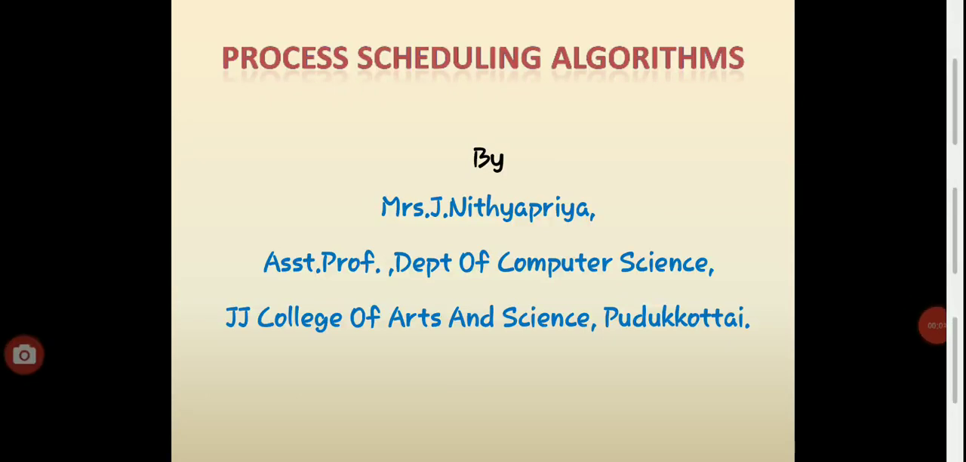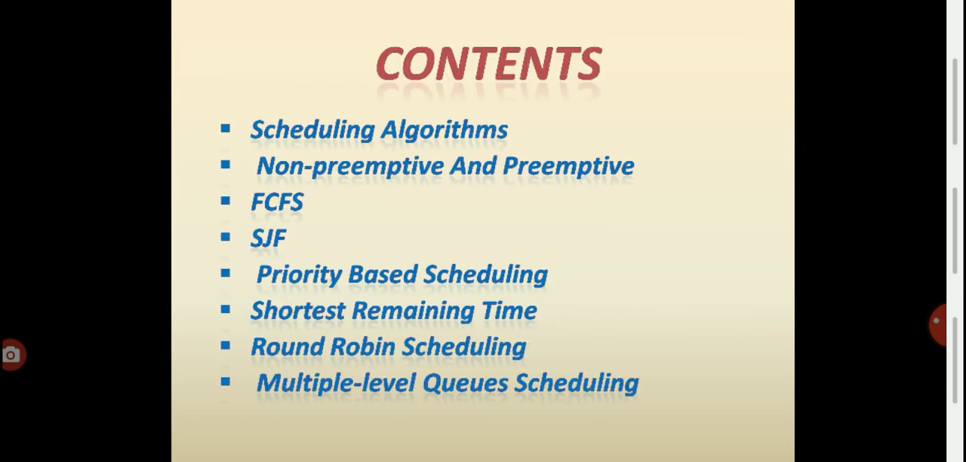Today we are going to see process scheduling algorithms. We already saw process scheduling and the different types of process scheduling algorithms in brief. Briefly I said what is first come first serve, what is shortest job first, round robin, everything. Now in this topic we are going to see each and every scheduling algorithm in detail with examples.